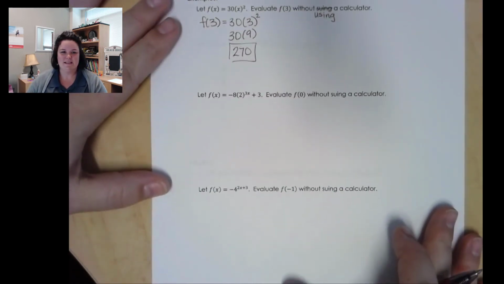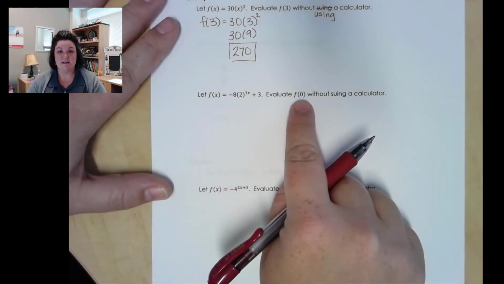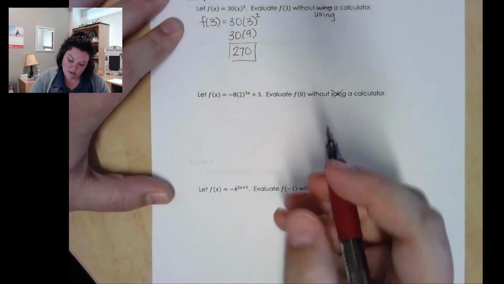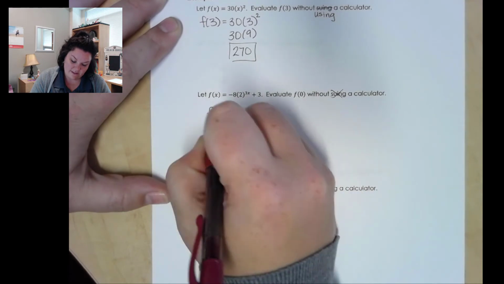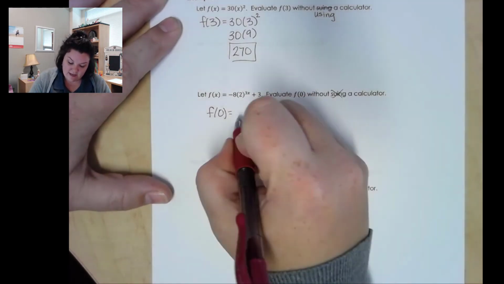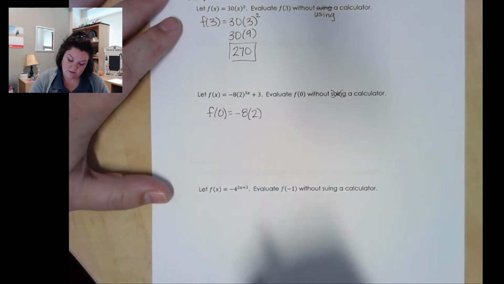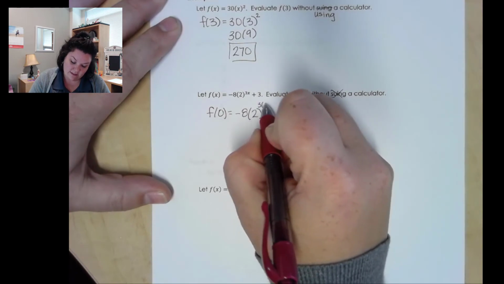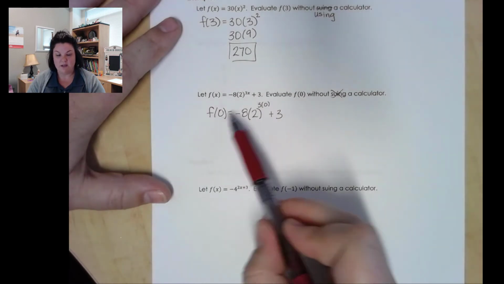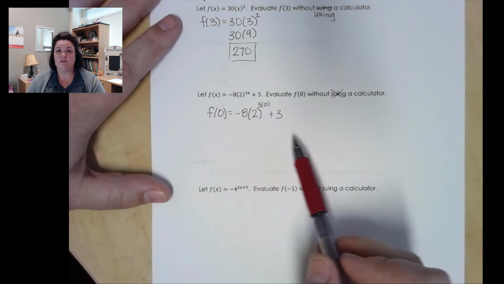So let's look at another one. Same idea here. This is our function, and we're evaluating f of 0, okay? Again, without using a calculator, right? So we're going to go ahead and plug in f of 0, which means we're going to put a 0 in everywhere we see an x. We have negative 8 times 2. Notice the 2 is the thing with the exponent, so this is raised to the 3 times 0 plus 3. Okay, so when I plug that 0 in, I'm plugging it in where x is, which happens to be in the exponent. Okay, so order of operations, again, we do parentheses first.